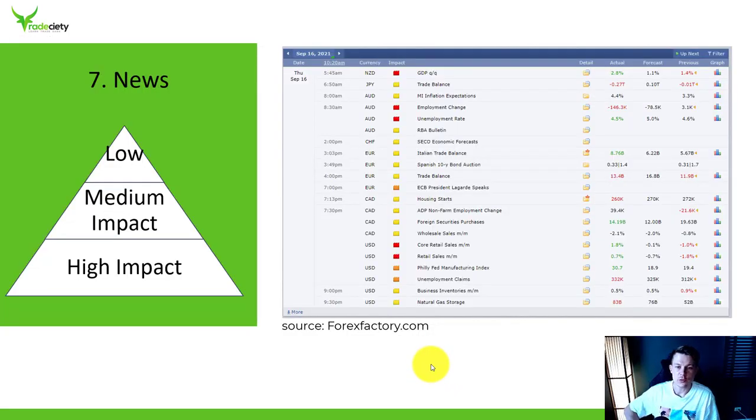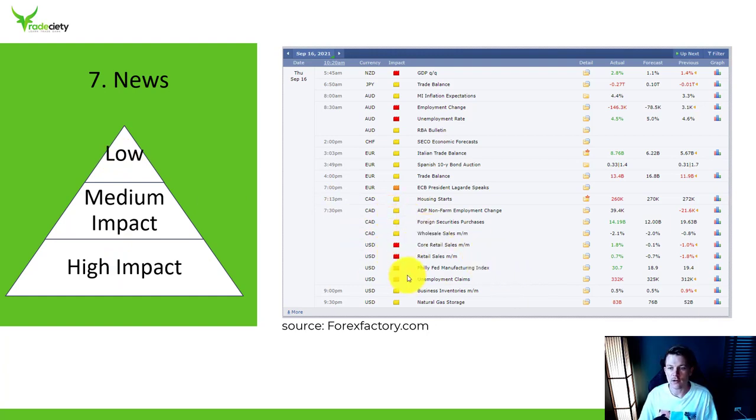So point number 7, you really want to make sure that you check your news calendar before you're in the trade so that you know what is coming up. And when you trade Forex, for example, I would always recommend the forexfactory.com calendar because here you very nicely see a distinction between high impact news, medium impact news, and low impact news. And high impact news are here marked in red, medium in orange, and low in yellow.